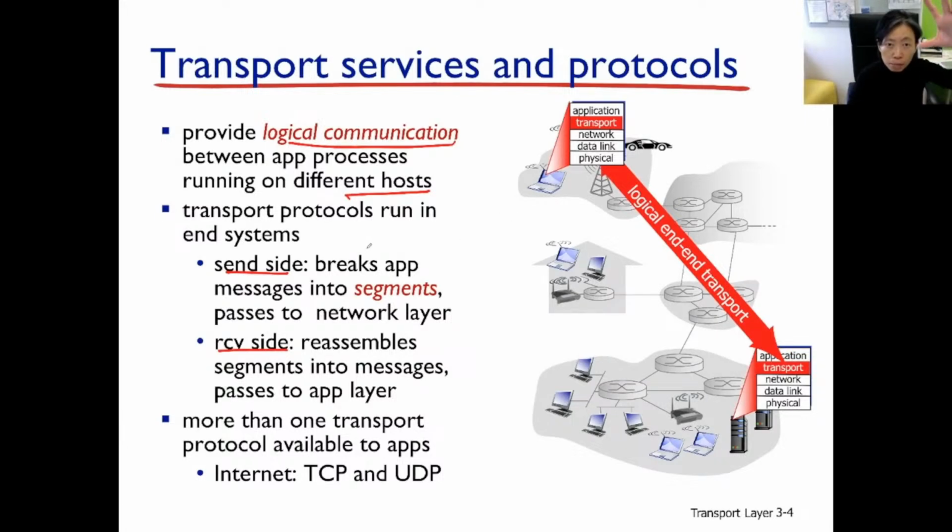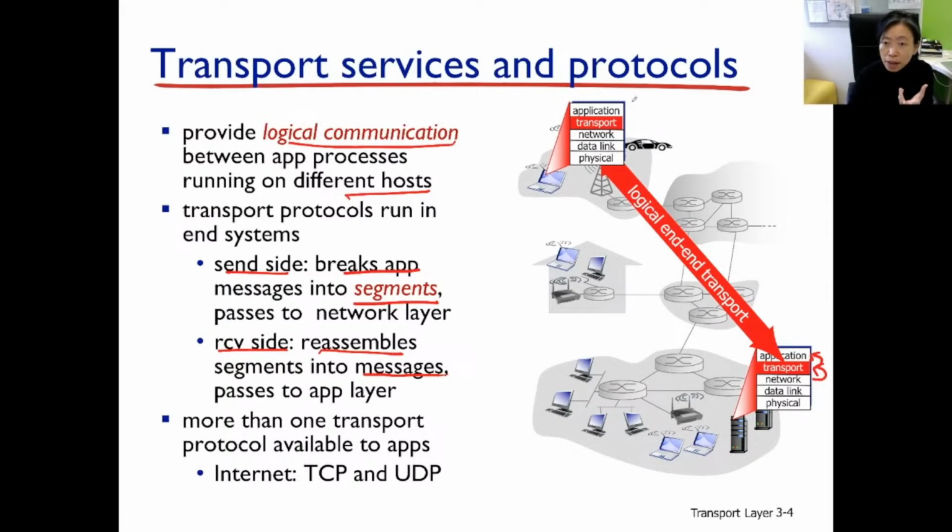The sender side will take messages from the application layer and break them into a number of smaller segments. These segments will be passed down further to the network layer. The receiver side is going to take segments from the network layer, reassemble them back into the original message, and that message gets passed up to the application layer.